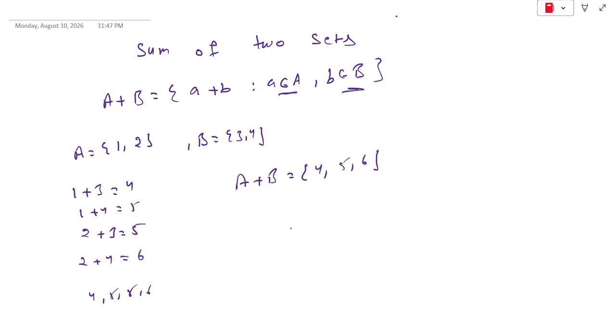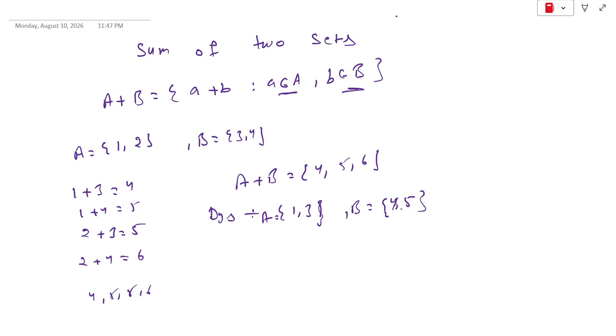I give an example. This is your homework. Do it yourself. A is {1, 3} and B is {4, 5}. Okay.